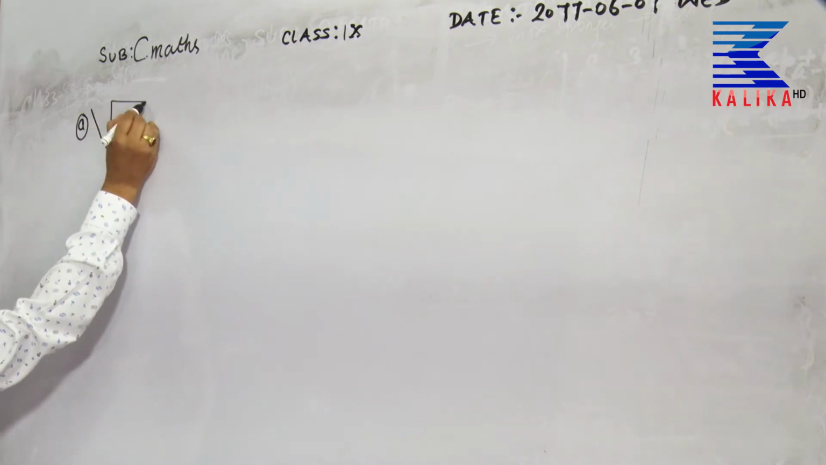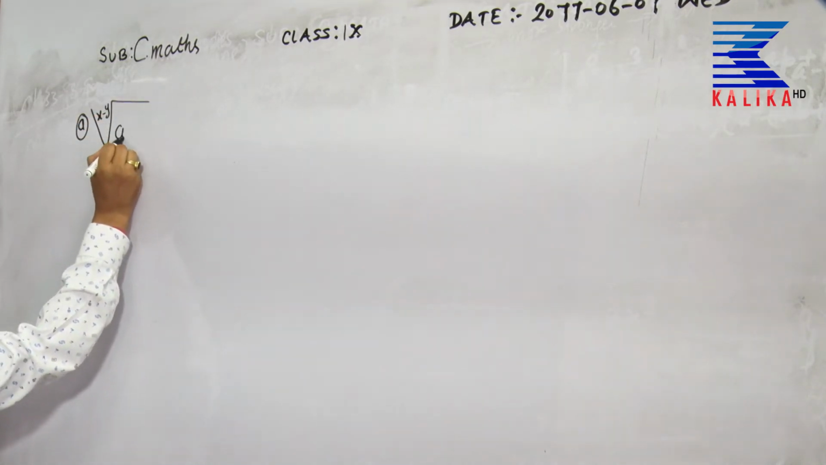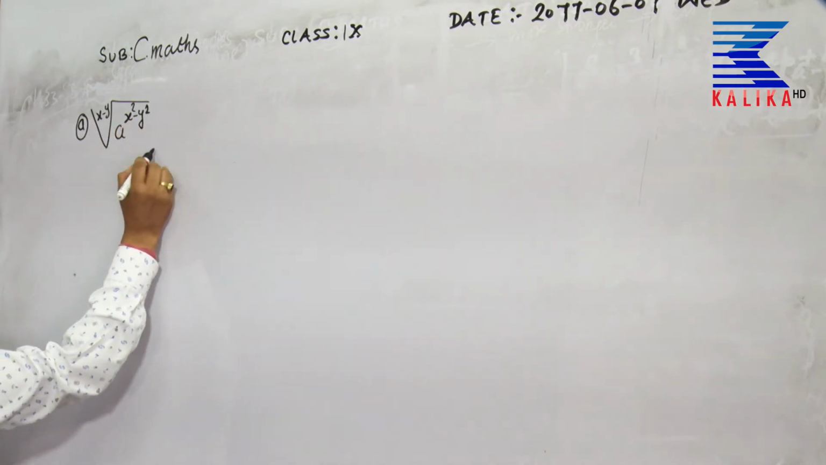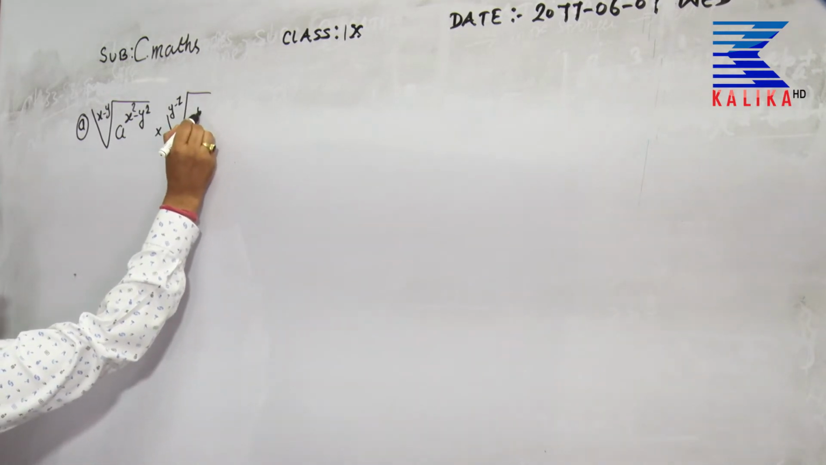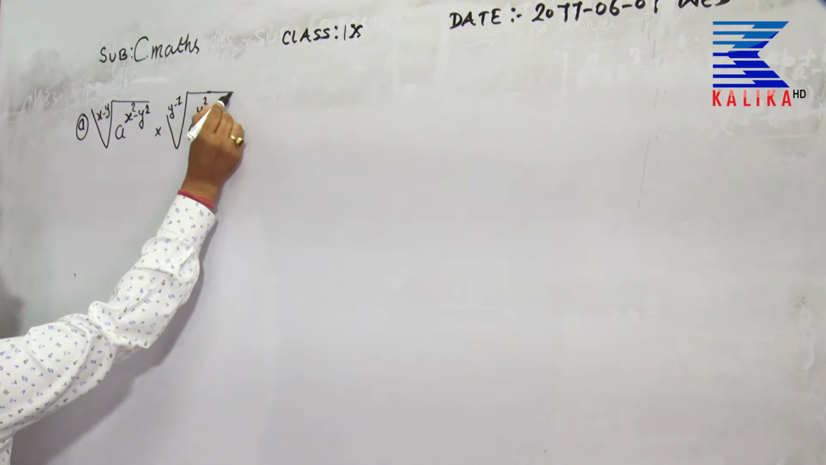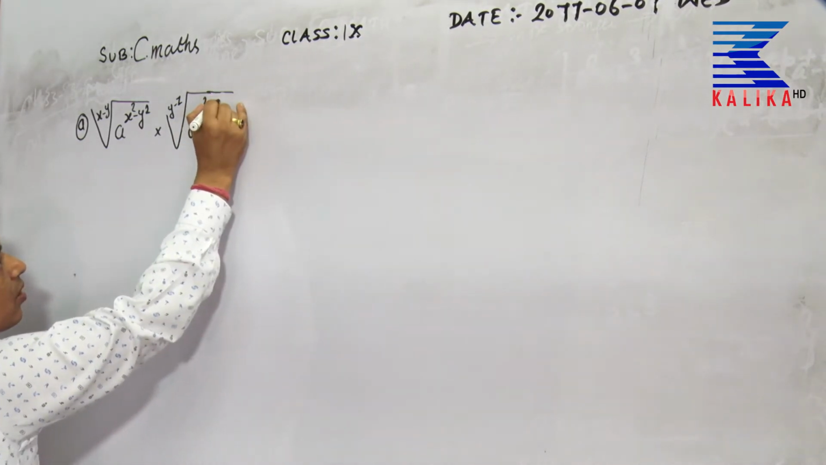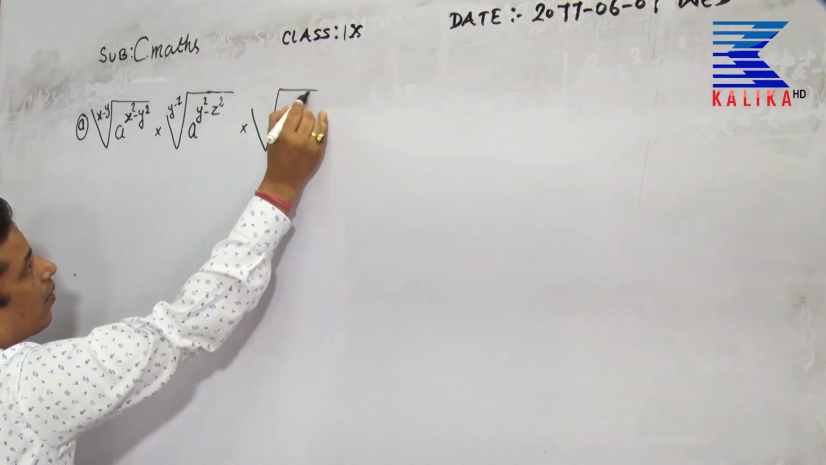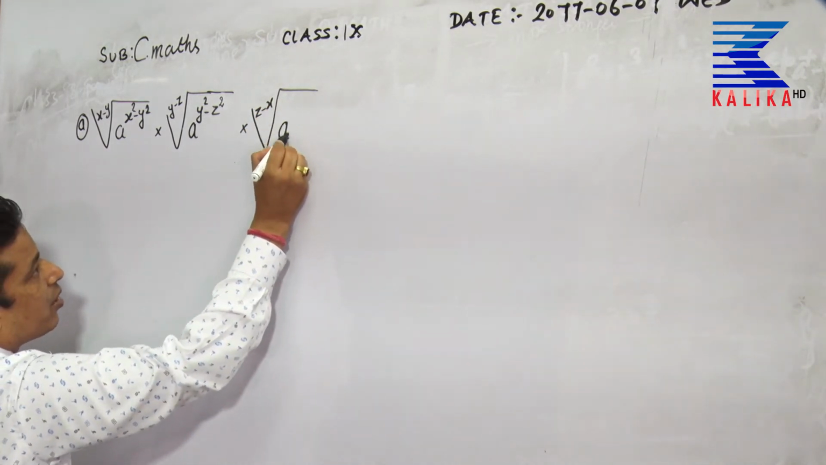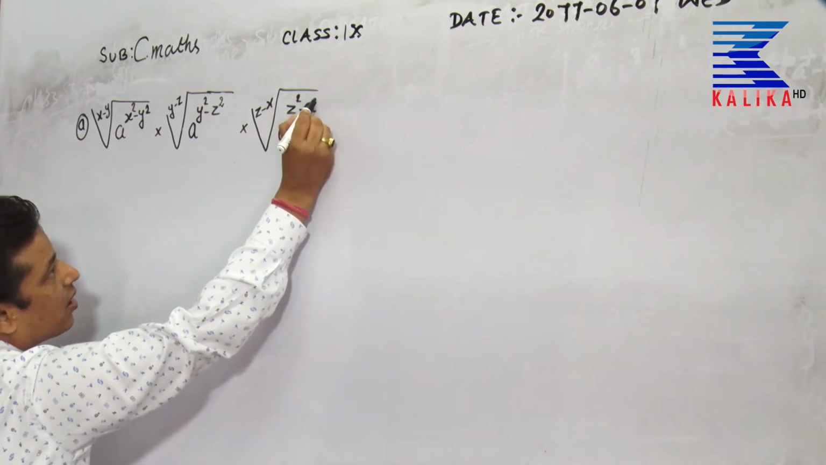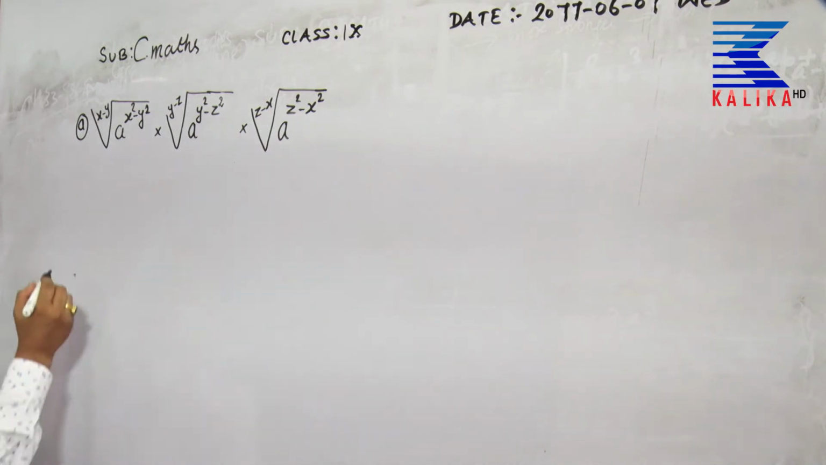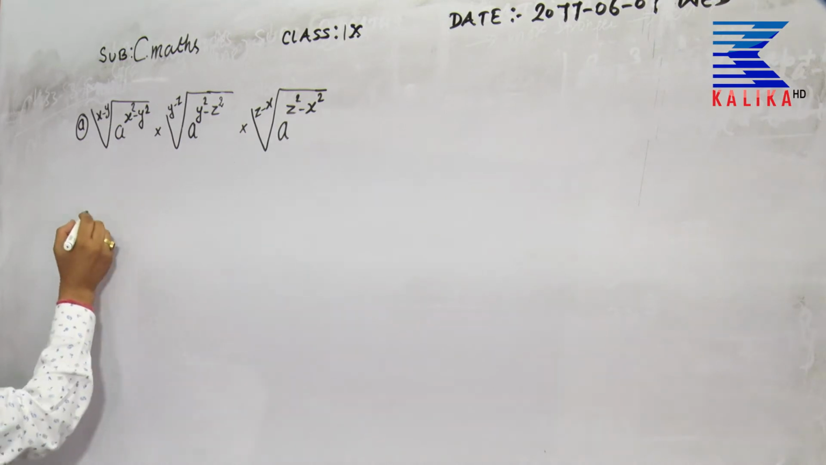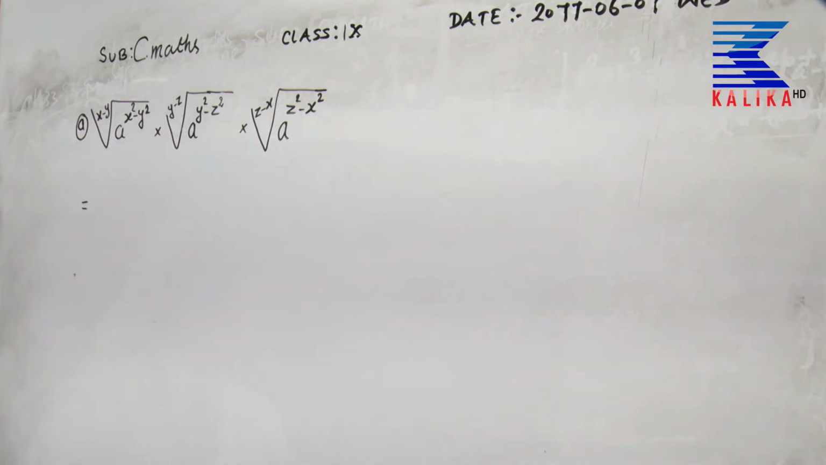The first question is like this: (a to the power x minus y) to the power x square minus y square, into (a to the power y minus z) to the power y square minus z square, into (a to the power z minus x) to the power z square minus x square. I am going to simplify this today. Dear students, which rule we should use, I have already told you. Let us see how to solve this question.